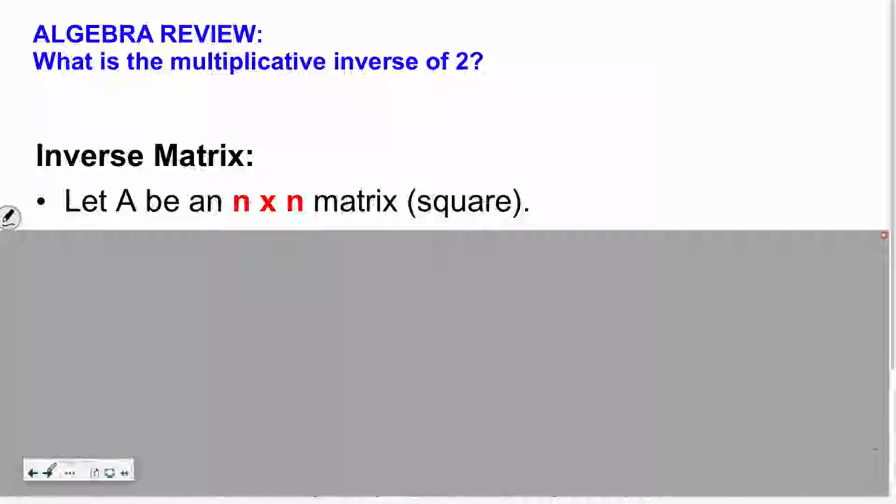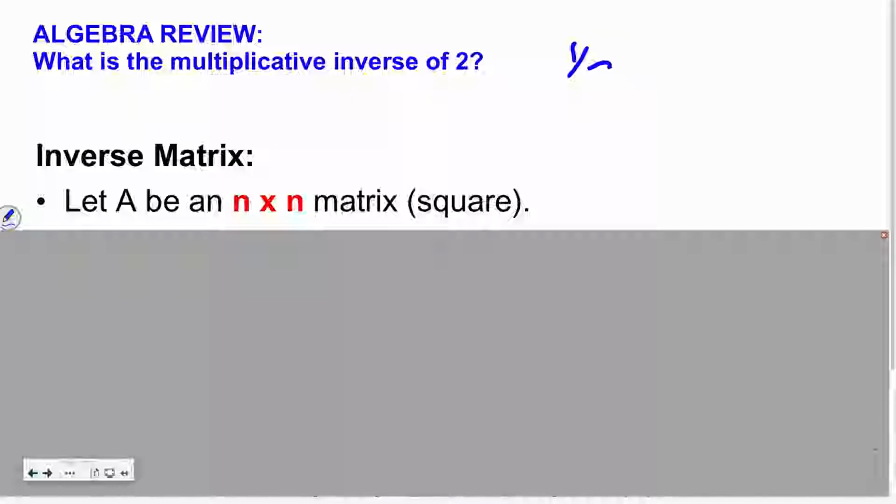What do we think? I heard Elena, negative 1/2. Do you agree with her? Dylan, you say? You thought it was 1/2. I agree with 1/2. Okay. So the multiplicative inverse of 2 is 1/2.